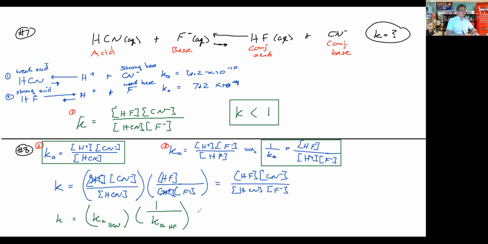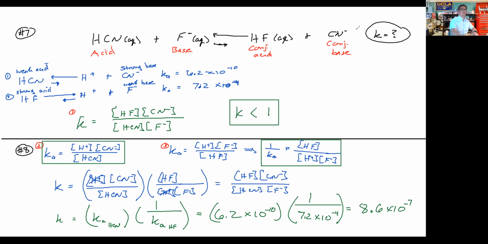And so solving for this then, folks, we take the Ka value for cyanide, which is going to be 6.2 times 10 to the minus 10. And we're going to multiply that by the reciprocal of the K value for HF, which is going to be 7.2 times 10 to the minus 4. And that is how we would get the equilibrium constant for this reaction right here. Hopefully if you punch it in your calculator, you would get 8.6 times 10 to the minus 7. And that is our answer for number 8.